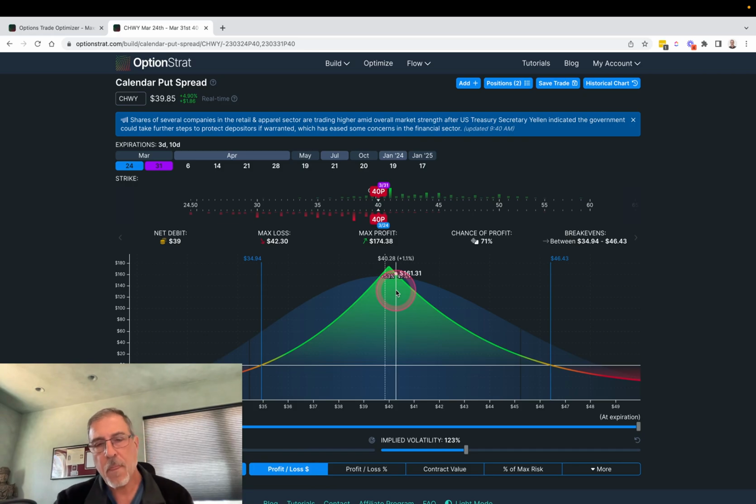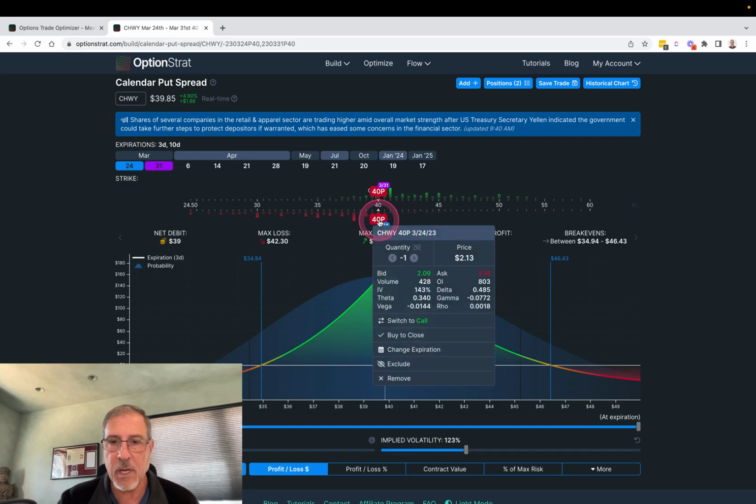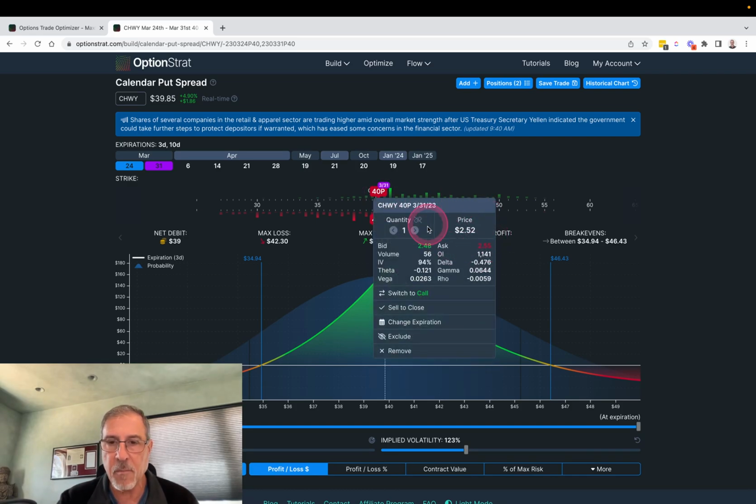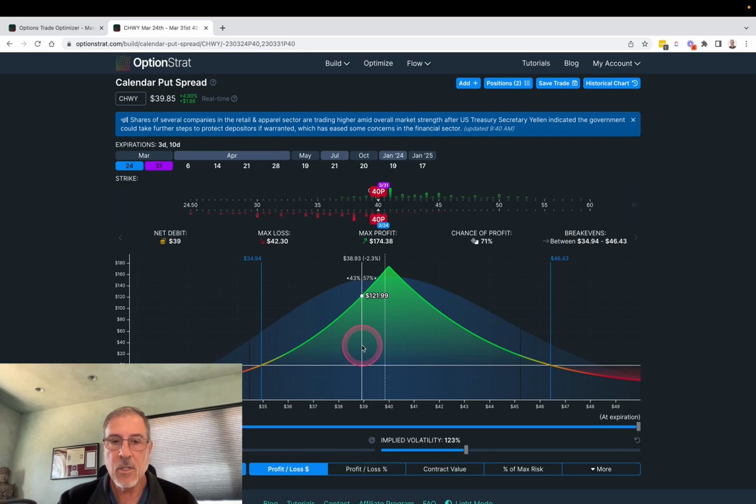So how that's going to happen is let's look at the option we're going to sell. So if we sell this 40 strike option, we're going to sell that for $2.13, okay? So that's going to be a credit to us. And then the option that we buy, we're going to have to buy at $2.52. So the variance between those two is what gives us this amount. That's how much we're going to have to pay, and that will then be our maximum risk in this trade. So what do we want to have happen in this trade?